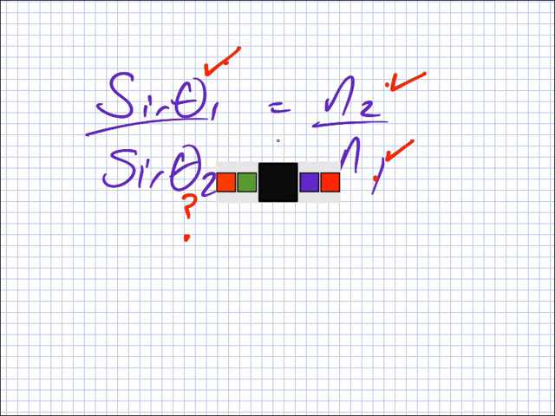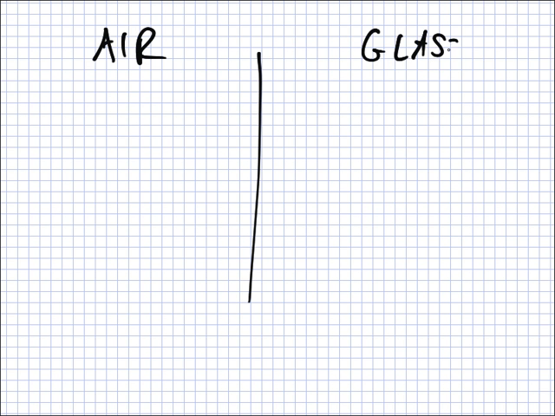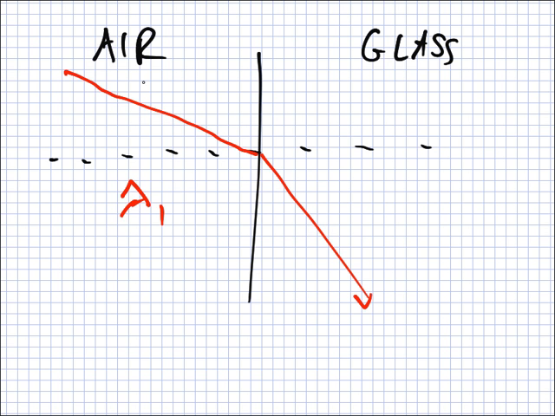So, I'll give you an example here. Let's say we have our air here and glass here. And let's say there's the normal. Let's say I have some red light, and this red light will have a wavelength, lambda 1. Now, it'll come out here, and it will have a different wavelength, lambda 2.